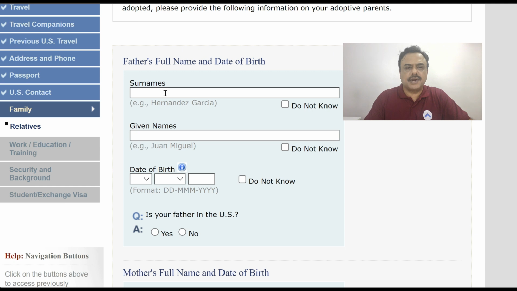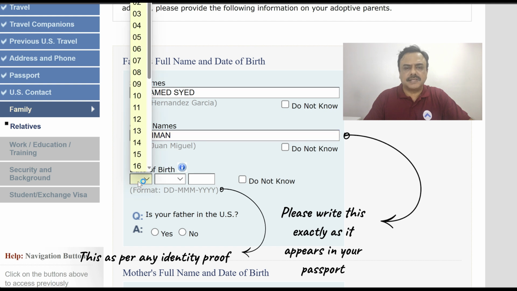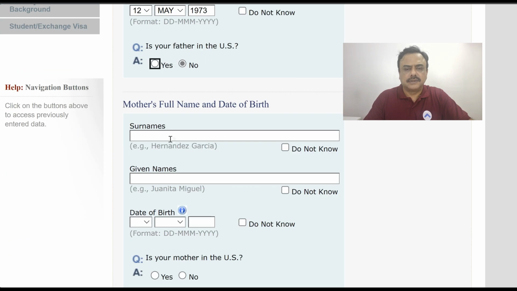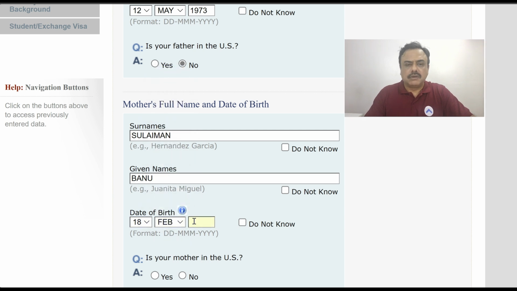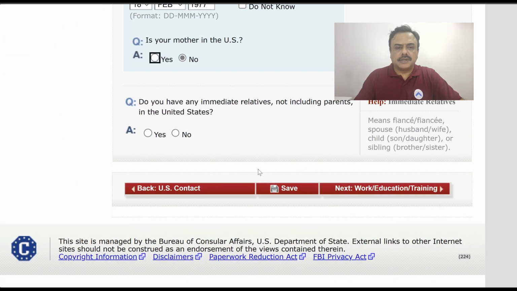The next information pertains to the family. Please be careful here again. Whatever information is there in the passport, take it from there. For example, your father's name is there in the passport. Please write it the way it is. You should know the date of birth of both your parents. Even if your father is no more or mother is no more, please see to it that you are feeding in the basic information.